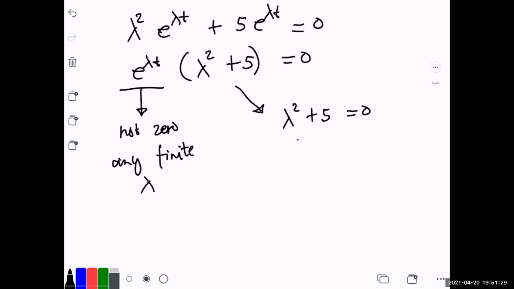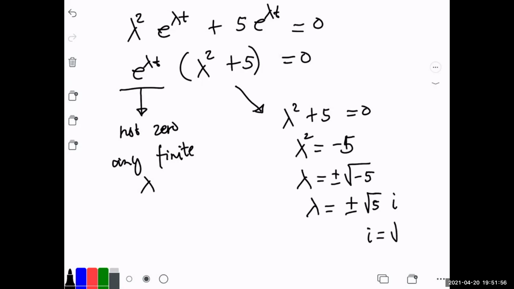We can see that lambda is an imaginary number. So lambda squared equals negative 5. Let's put the square root, and then lambda is the square root of negative 5, plus or minus, of course. So let's take the form of i: lambda equals plus or minus square root of 5, taking out the i, or square root of negative 1. So we know that i is equal to the square root of negative 1. So these would be our two roots.